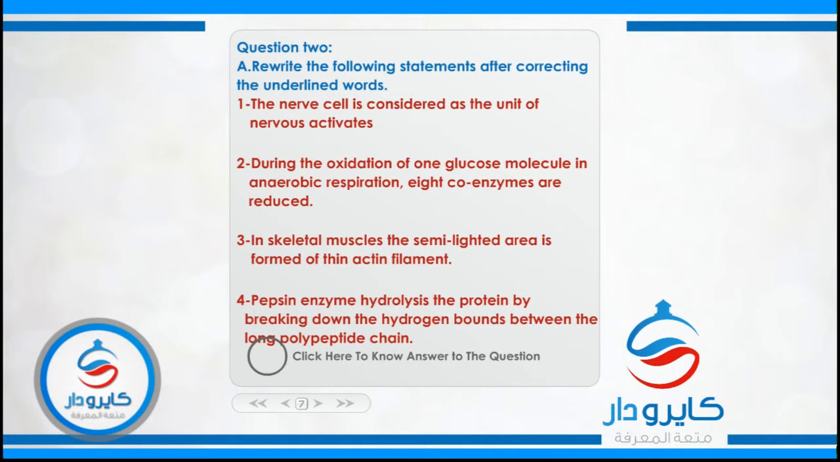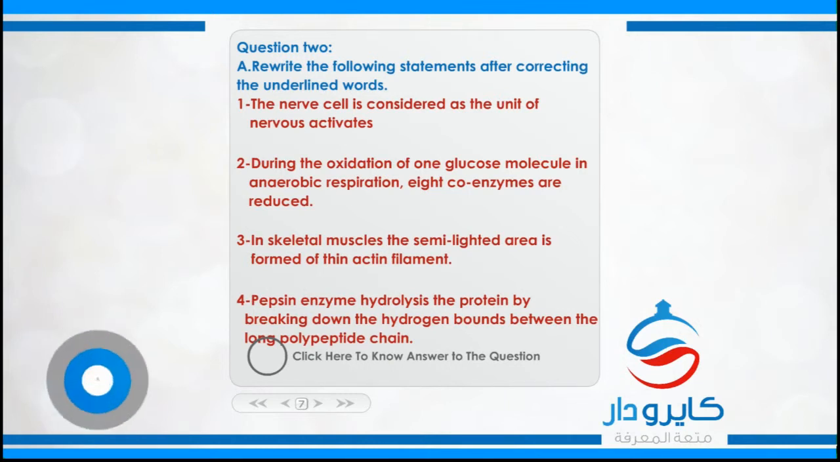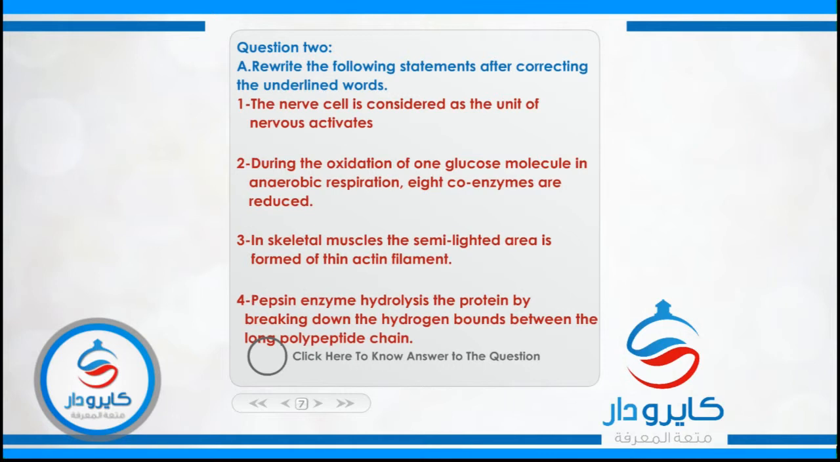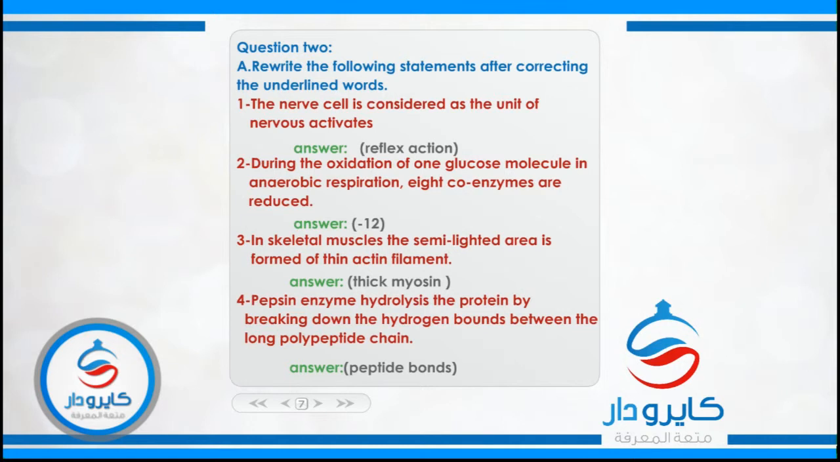The last part of this: rewrite the underlined words. Pepsin enzyme hydrolyzes protein by breaking down the hydrogen bonds between the long polypeptide chains. The hydrogen bond is the wrong word. So the answer is a peptide bond.